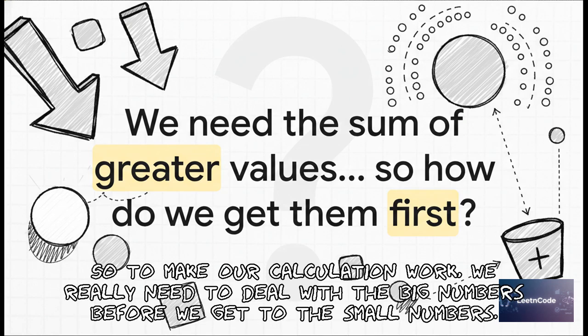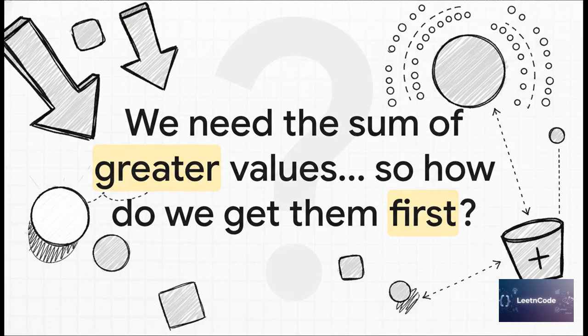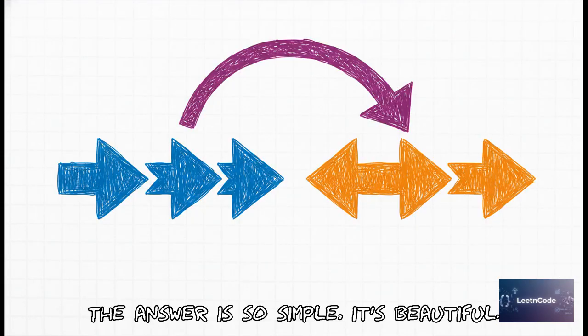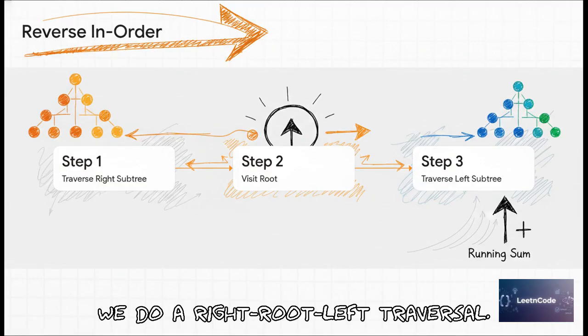So to make our calculation work, we really need to deal with the big numbers before we get to the small numbers. So how could we visit the nodes in descending order instead? The answer is so simple, it's beautiful. If left, root, right gives us ascending order, what do you think happens if we just reverse that logic? We do a right, root, left traversal.